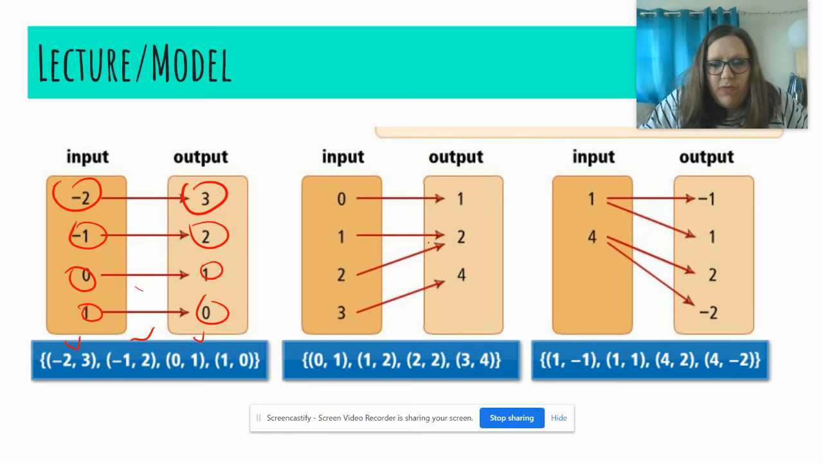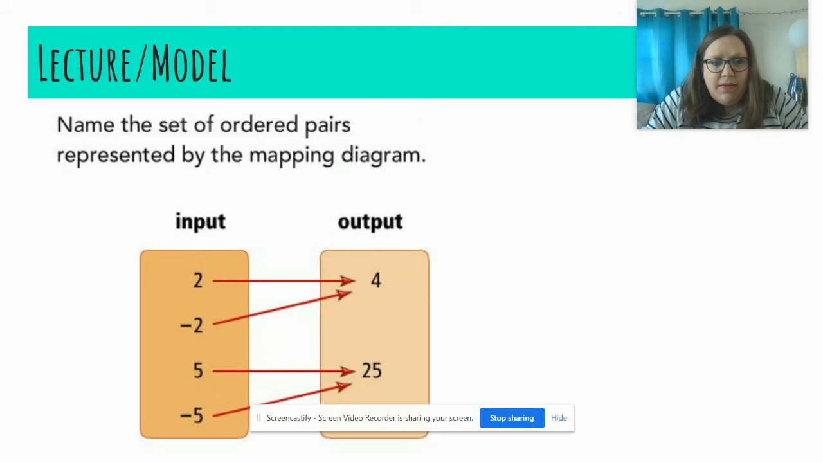Again, the input matches with the output. You guys notice that 1 and 2 both go to the output 2. That's okay. That can happen. Okay. Here I have the input 1, which would go to -1. And then 1 also goes to 1. 4 goes to 2 and to -2. So those are those ordered pairs. All right, let's keep going.